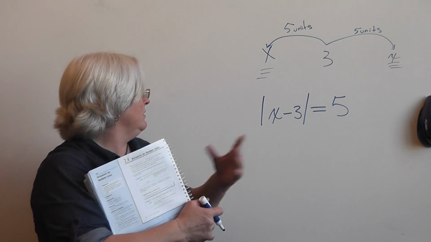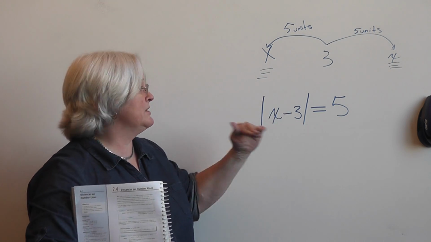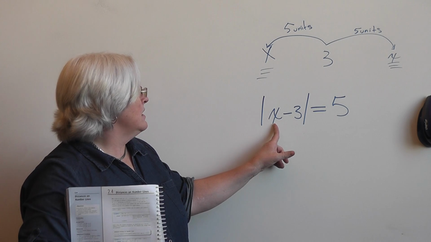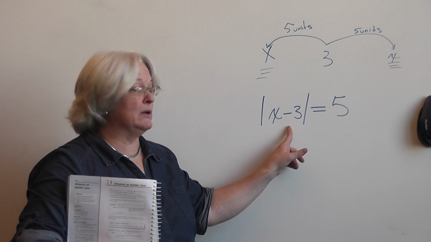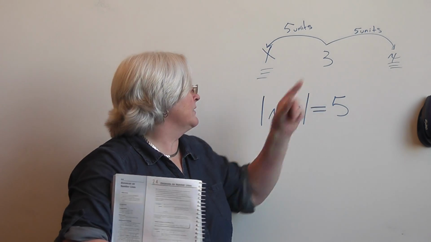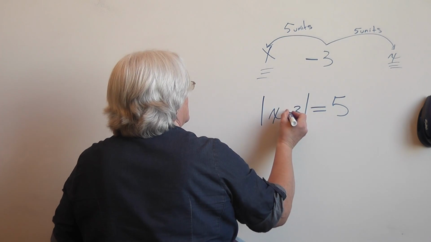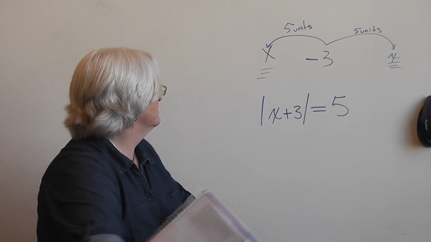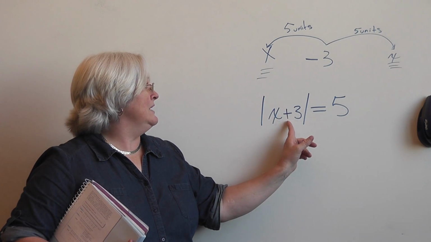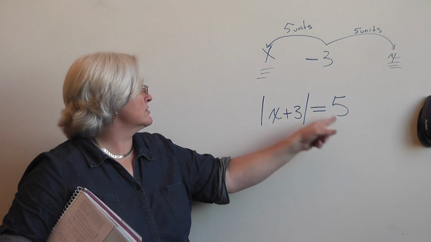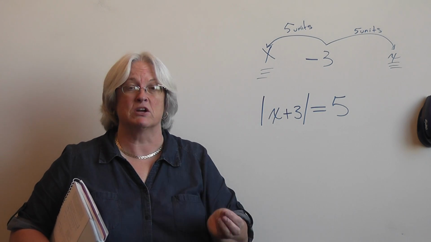When you have this expression inside the absolute value bars, what this means is the distance from some point x to a positive 3 is 5 units. If this were a negative 3, how would it change? This is how it would change. The distance from some point x to a negative 3 is 5 units. The signs here are opposite. This is just a pattern that you have to learn.